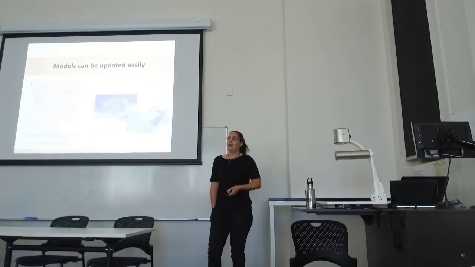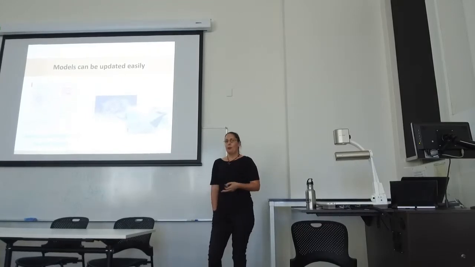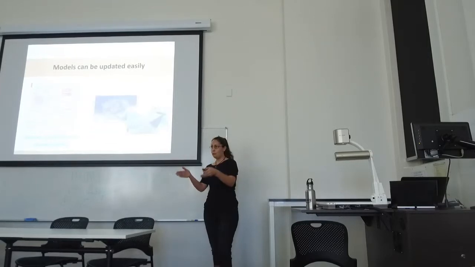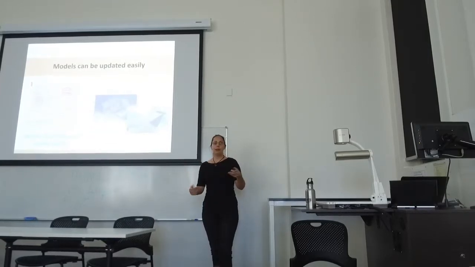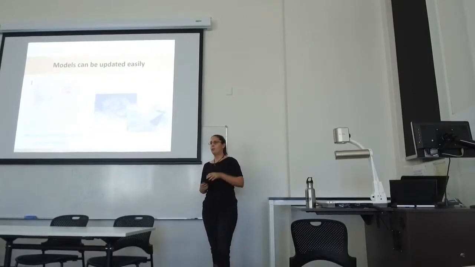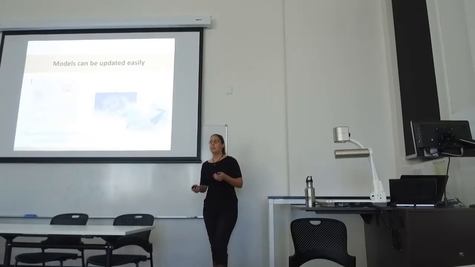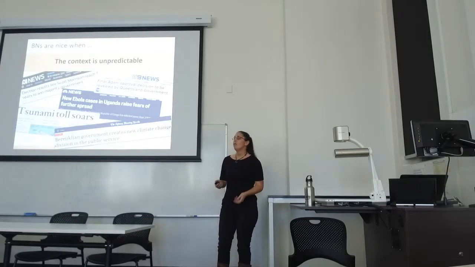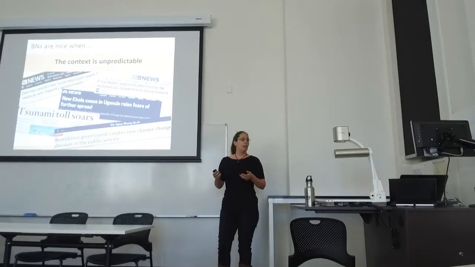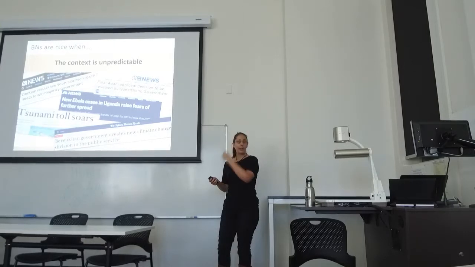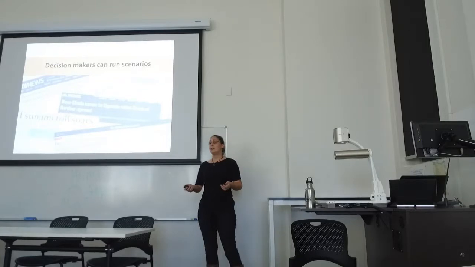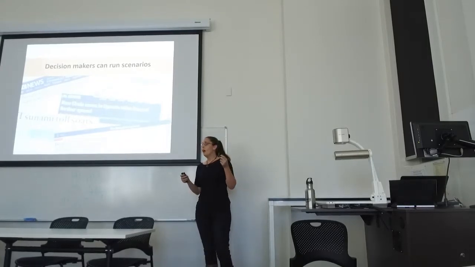Models can be easily updated when we're using Bayesian networks, and that's what makes these really, really nice, is that we can give our model to a decision maker, and then they can play with it, they can run scenarios, they don't have to retrain their model, they don't need to be data modelers themselves, they can actually interact with models. They're also nice when our context is unpredictable, so this is again for both fields. Decision makers can run scenarios to have a look at what might happen under various different situations.